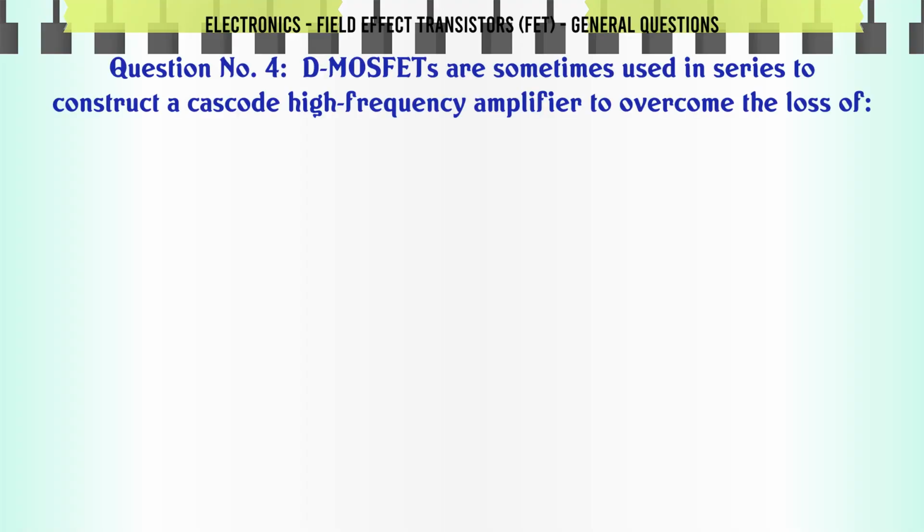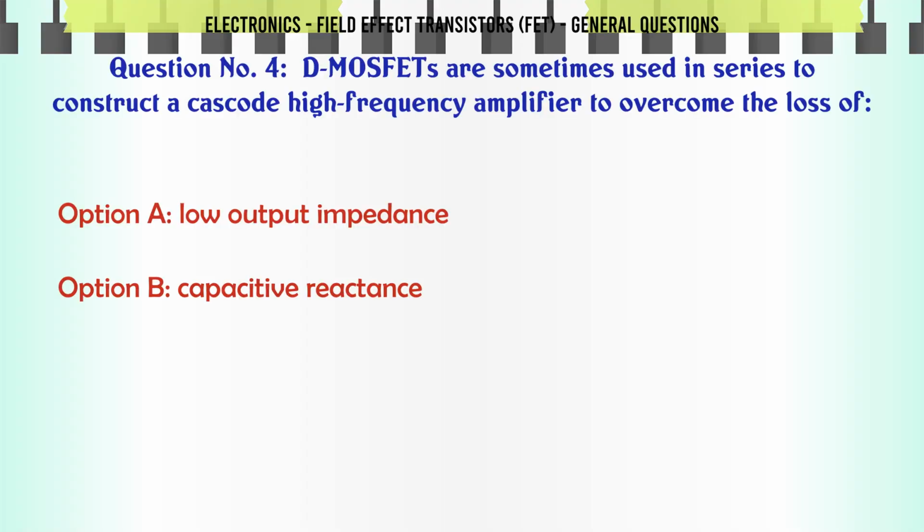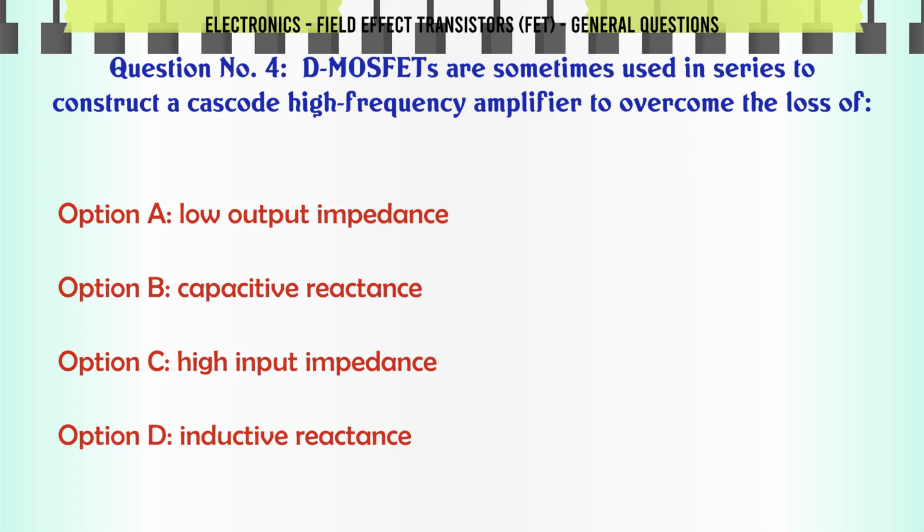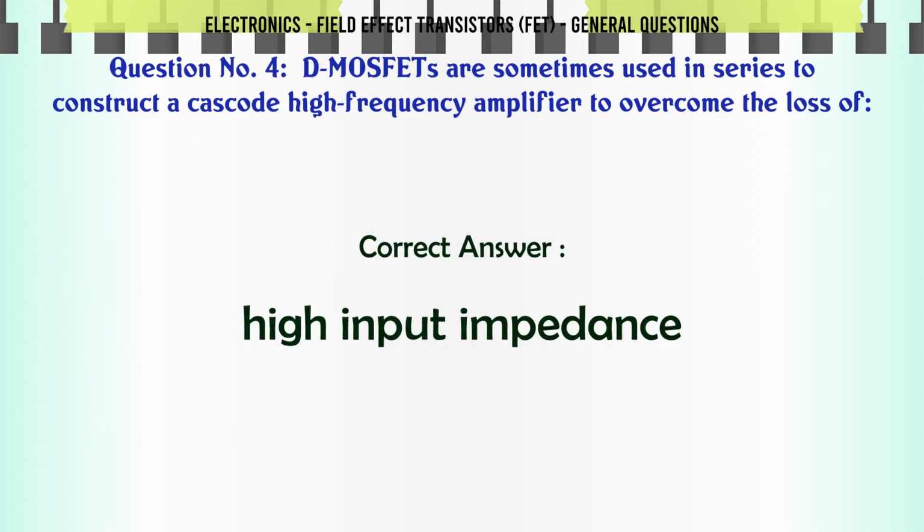D-MOSFETs are sometimes used in series to construct a cascade high-frequency amplifier to overcome the loss of A. low output impedance, B. capacitive reactance, C. high input impedance, D. inductive reactance. The correct answer is high input impedance.